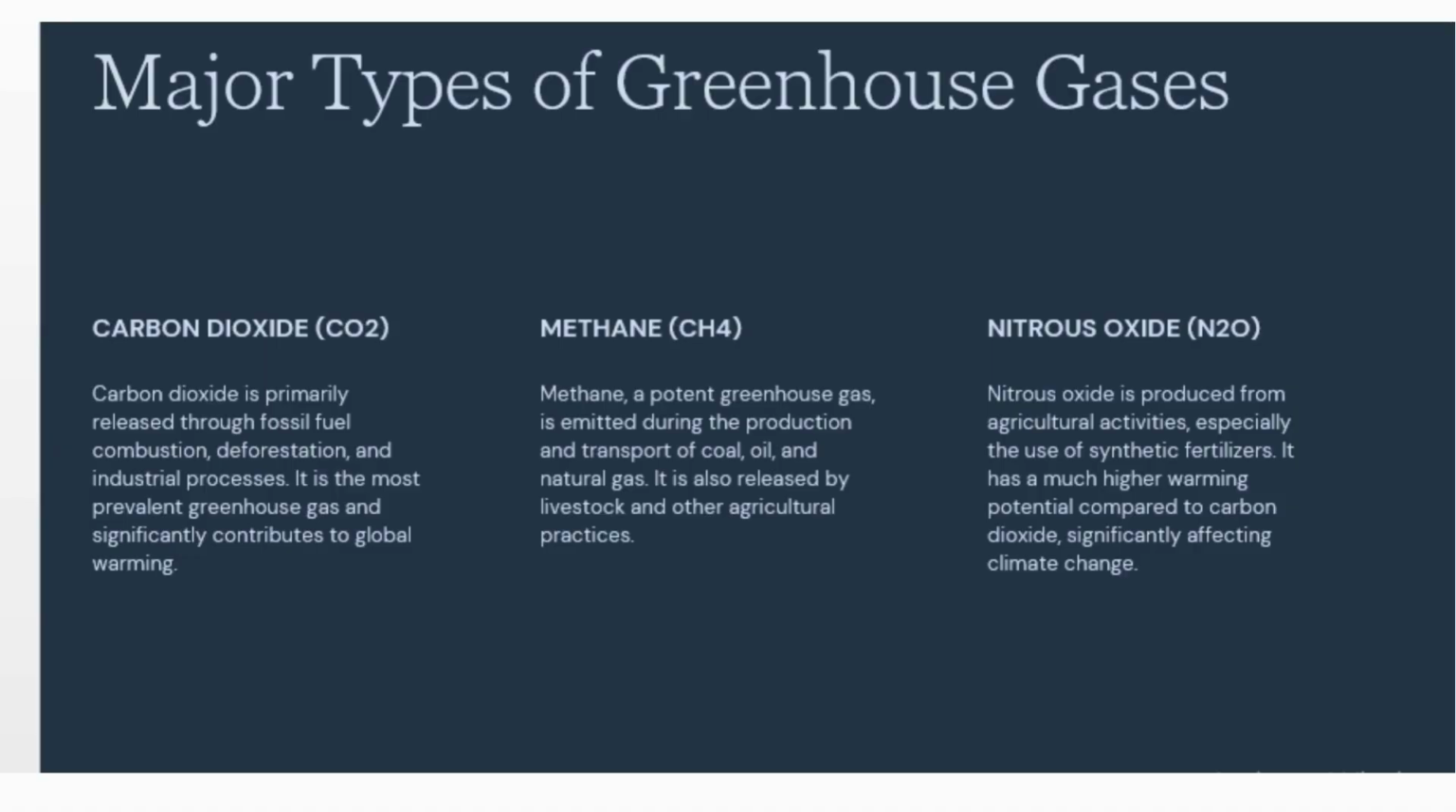Methane, which is a potent greenhouse gas, is emitted during the production and transport of coal, oil, and natural gas. It is also released by livestock and other agriculture practices. Another gas is nitrous oxide, which is produced from agriculture activities, especially the use of synthetic fertilizers. It has a much higher warming potential compared to carbon dioxide, significantly affecting climate change.